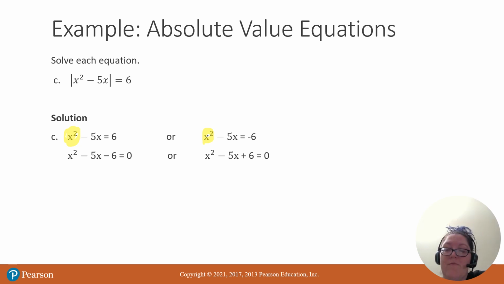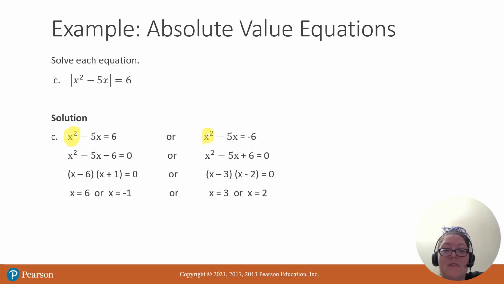Once we are here, we have 2 options. We can use our very different methods here. If you can factor, that would be great. If you cannot factor, then you can use the quadratic formula. Mine happened to factor very nicely, so I set each factor equal to 0 and get x equals 6 or negative 1. In the other option, I got x equals 3 or 2. Because it's x squared, there are 4 possible answers here. You will have to list all 4 of them. And that's how we solve absolute value equations.